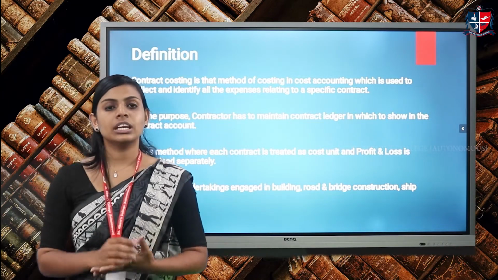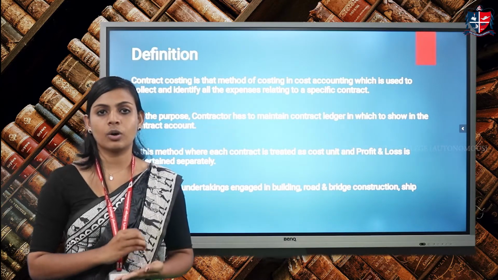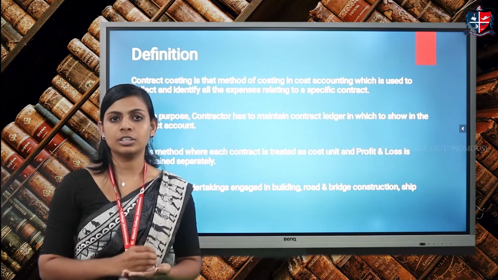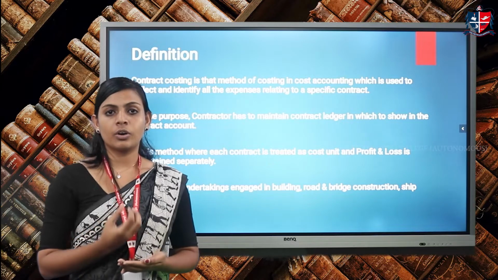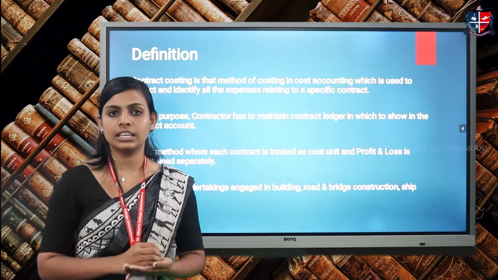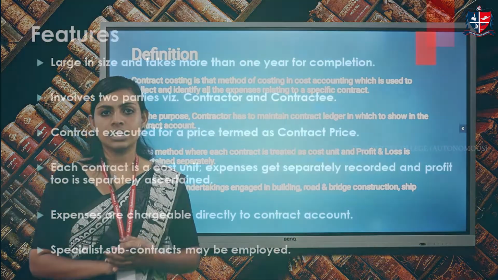So we know in contract costing, a certain contract will be considered as the cost unit, and all the expenses related to it will be transferred to the ledger created for that purpose. Under contract costing, the contractor will create a ledger, and all the expenses and income related to the contract will be recorded in that account.